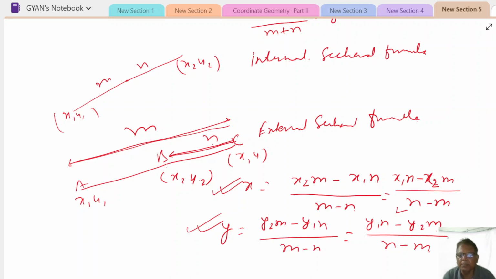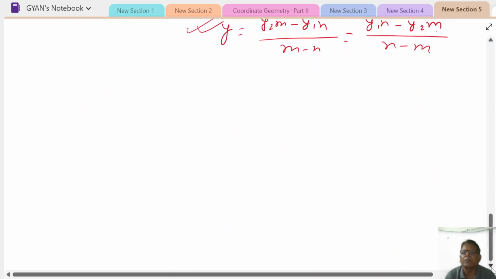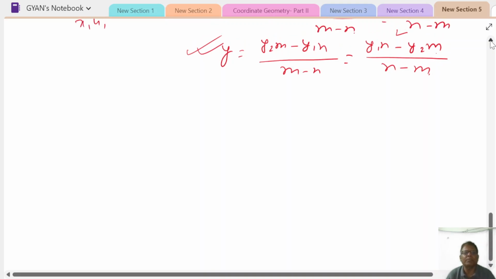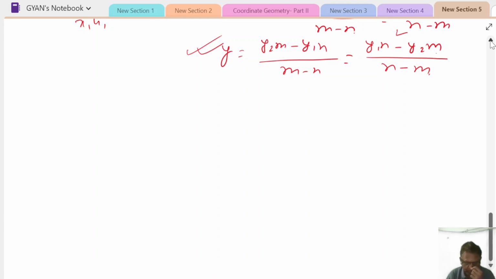So for this chapter, this one is sufficient. In the next chapter, we'll solve some problems based on the section formula and the area of the polygon.